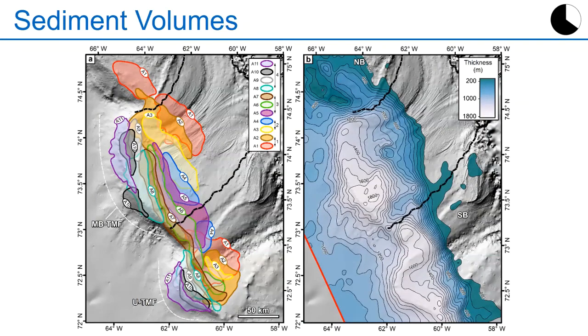On panel B on the right-hand side is a thickness map for the entirety of the trough mouth fan. And in places, the glacial sediments here reach up to 1.8 kilometers thick. So there's a huge archive here of potential glacial and interglacial cycles and transitions that we tried to harvest to find some information.